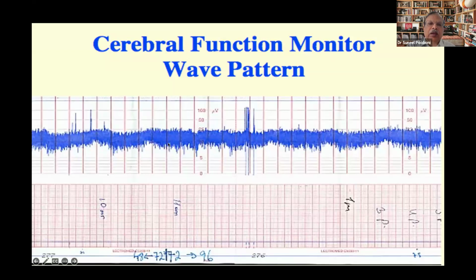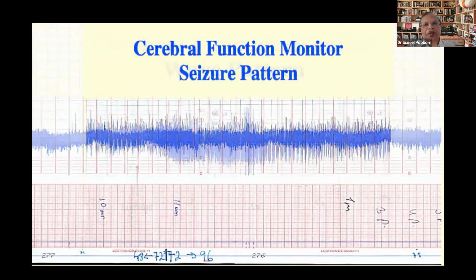You can see the band, which is a healthy band actually here, around 25. In a sedated patient, it looks like this. In an awake patient, it is between 50 to 100 microvolts, and in a comatose patient, it would be closer to zero here. So that gives you an approximate idea of how the cerebral function monitoring looks like.